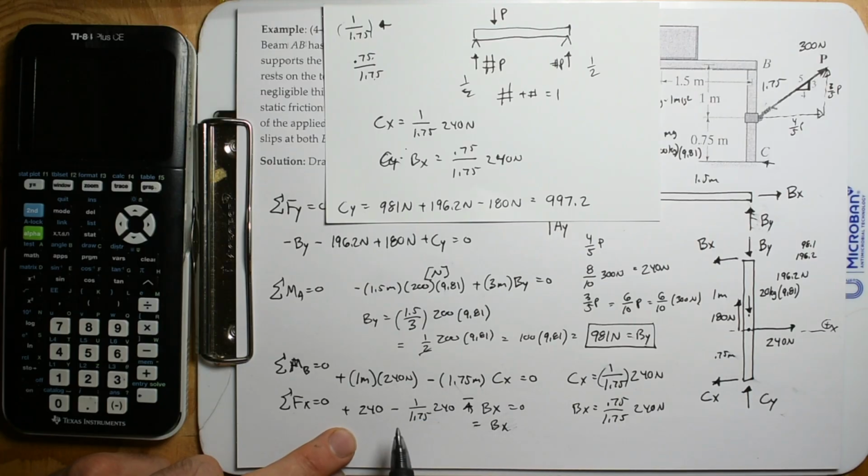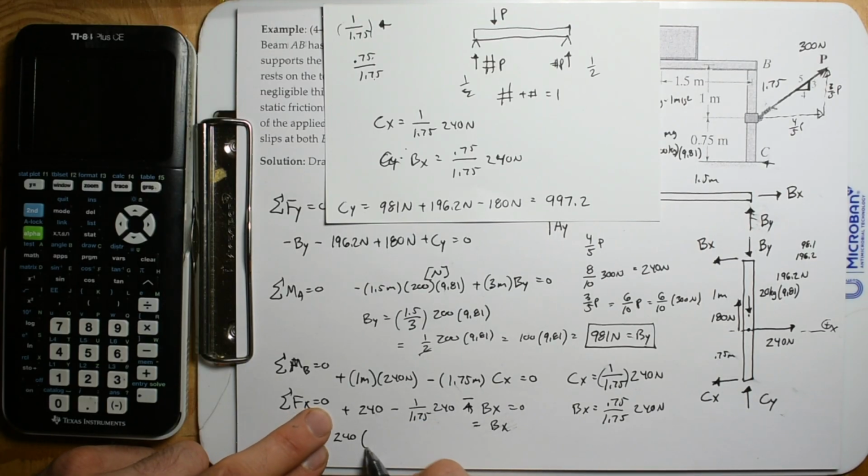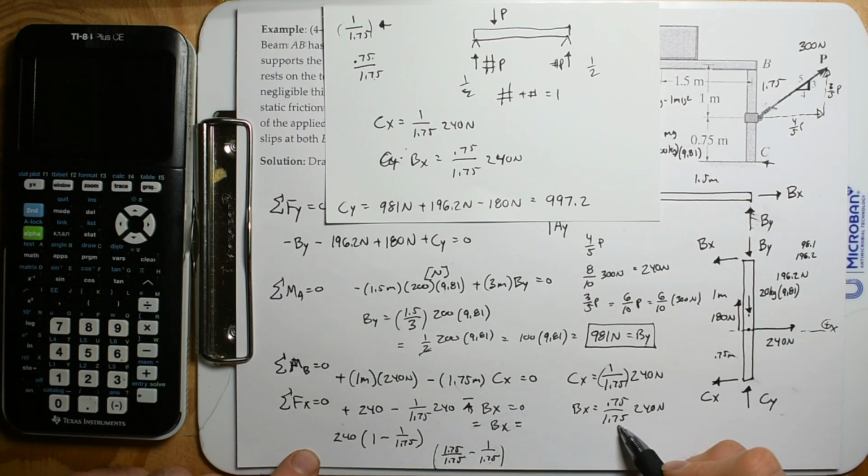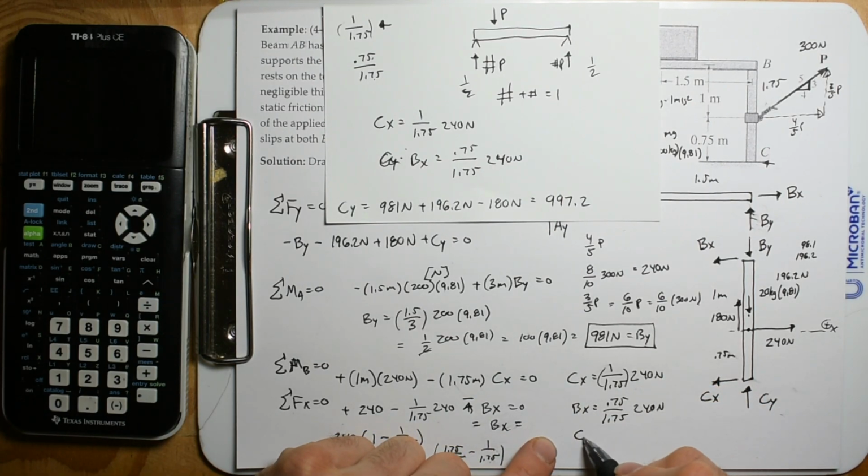And then if I factor out this 240, I'm going to have 1 minus 1 divided by 1.75, which is the same thing as 1.75 divided by 1.75. That's what 1 is, minus 1 divided by 1.75. And I have 1.75 minus 1, that's 0.75. So I get 0.75 divided by 1.75 times this 240 newtons. So sweet. So this is my Cx and Bx.